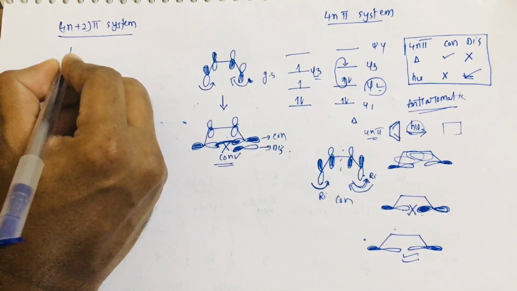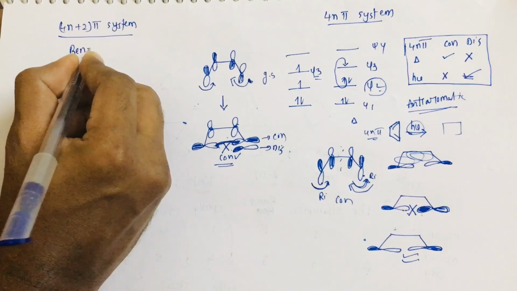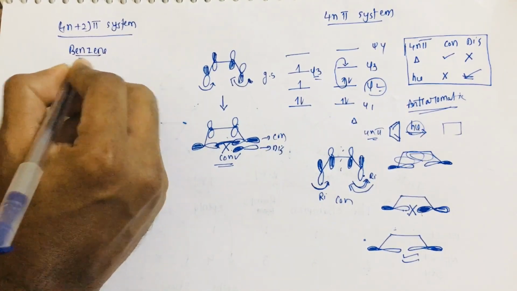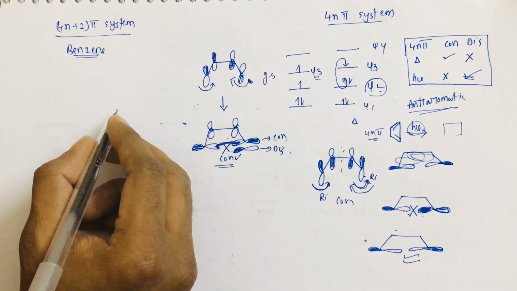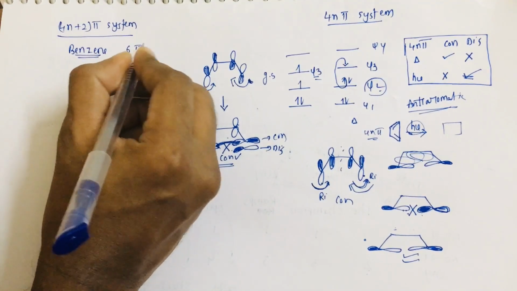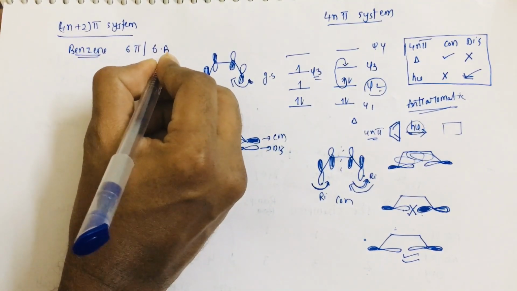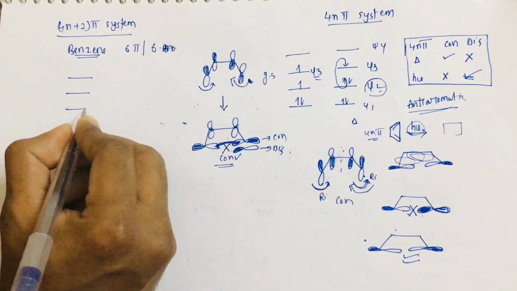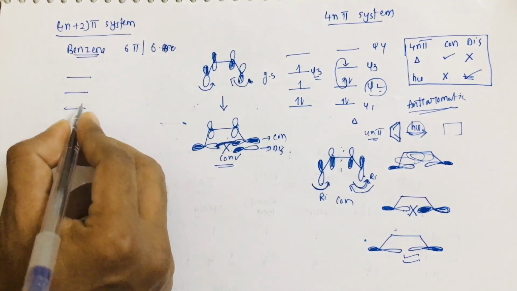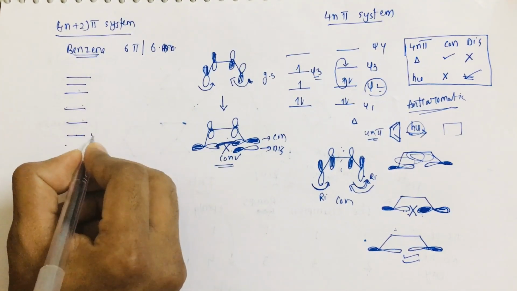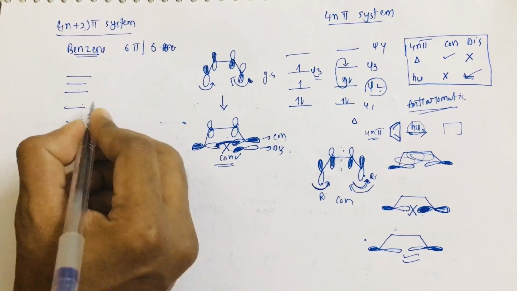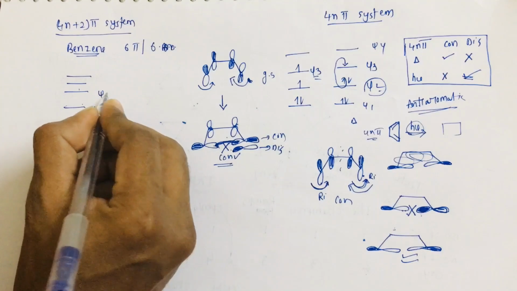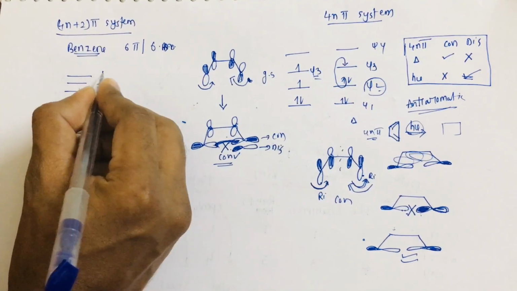We can take benzene for this example. So how many pi electrons are there in the benzene? 6 pi electrons. That means we'll get 6 molecular orbitals. So this is psi 1, psi 2, psi 3, psi 4, psi 5 and psi 6.